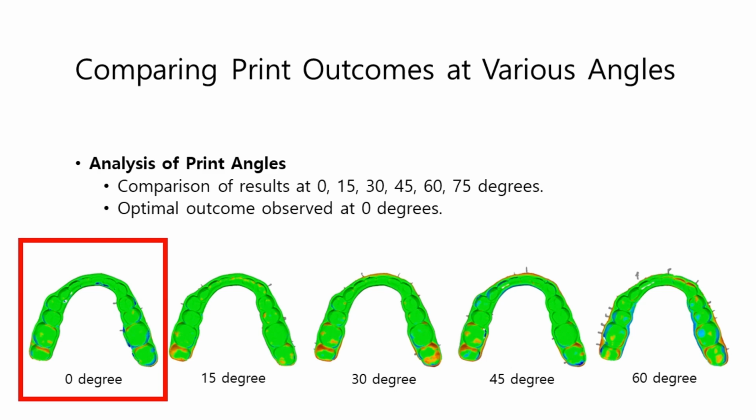The findings indicate that printing at a 0-degree angle yields the most favorable results, suggesting that this orientation offers superior quality and detail accuracy compared to the other angles tested.